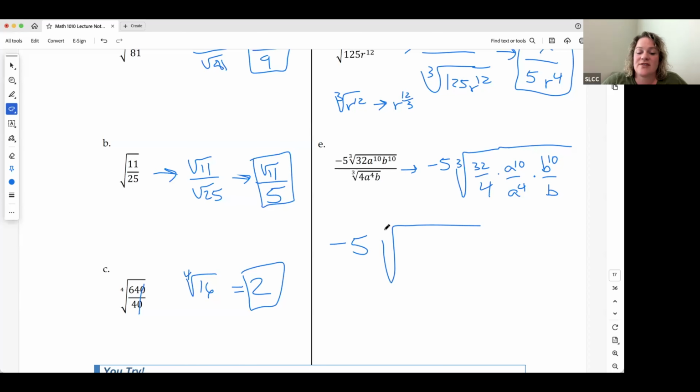And then we have this cube root. 32 over 4 is 8. Awesome. Here, remember you move the smaller number and change the sign. So I will subtract 4. So 10 minus 4 would be a to the 6th.